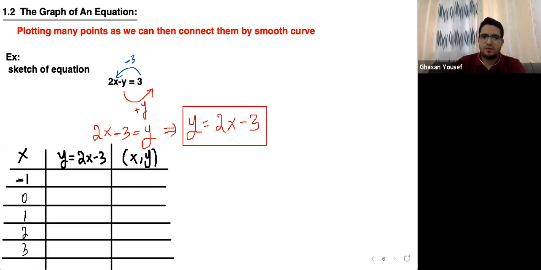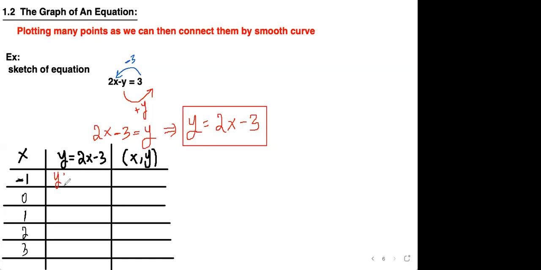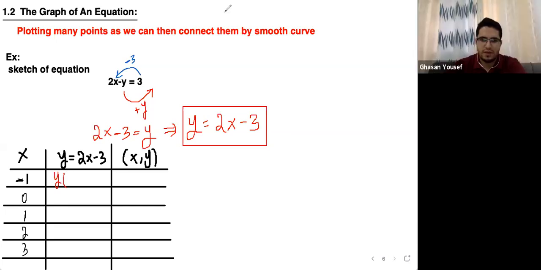So for the first point, -1, when I plug it inside the y, what will I get? You get -5, exactly. So y equals 2 times x, where x is -1, minus 3. So the answer is -5.